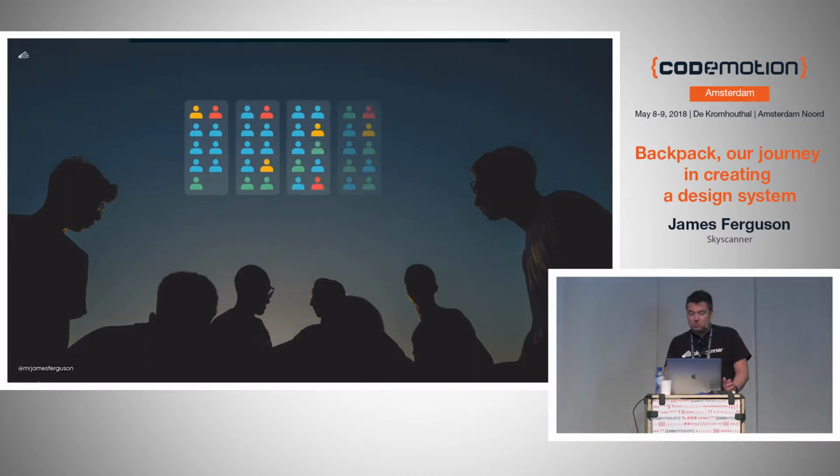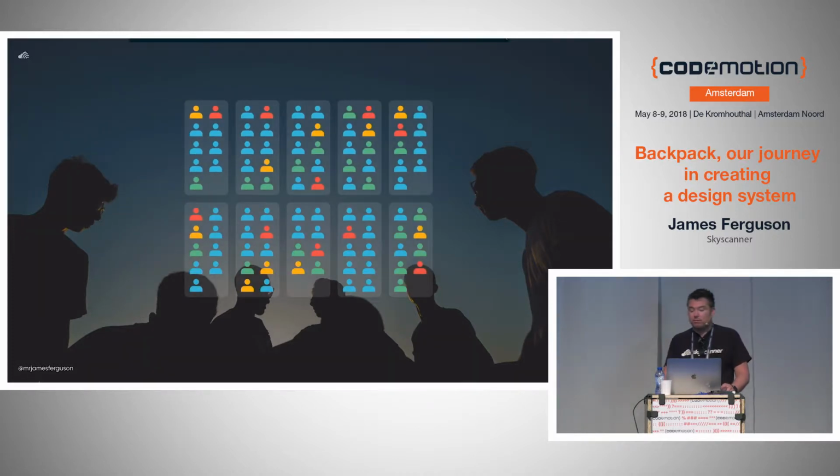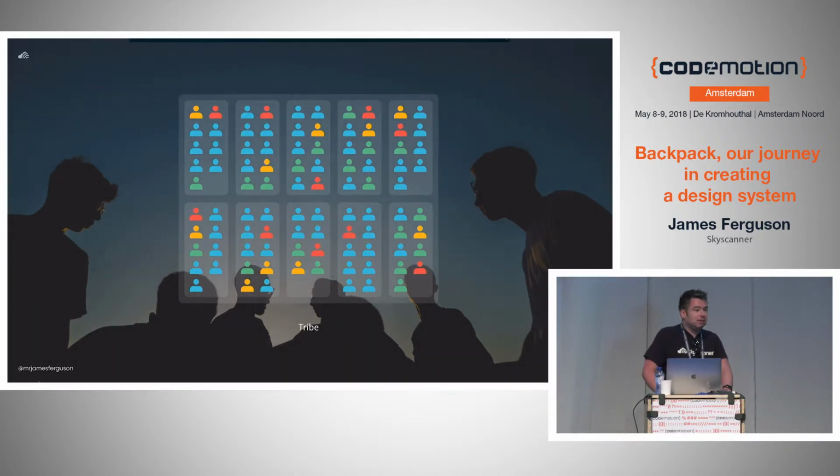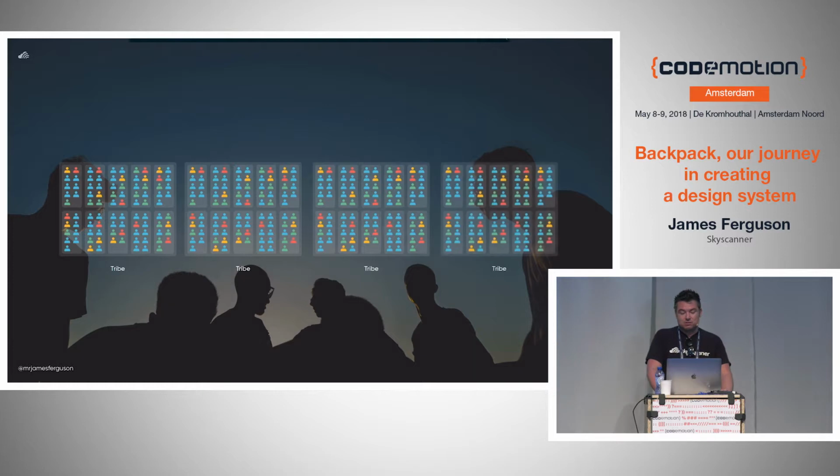We have many squads. They look slightly different depending on the needs of that squad. Some may have more engineering resource, some may have more design resource or product or growth. But this is generally what they look like, and we've got many of these squads across the business. We group them together in a group that we call tribes. And we've got many tribes that sit across the business as well.